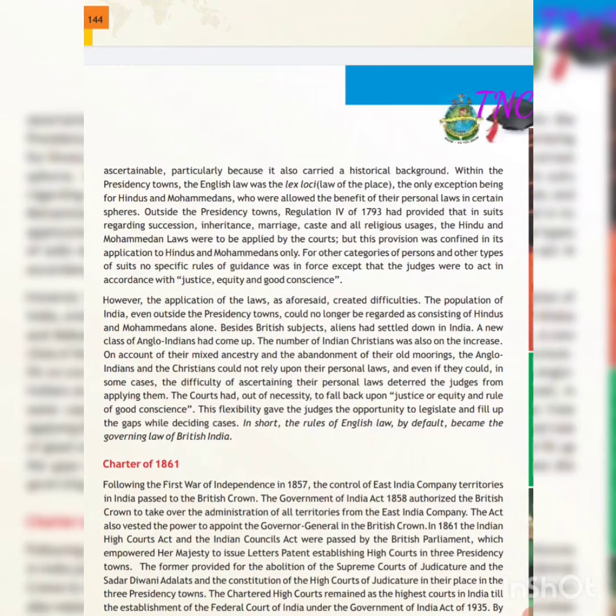Now, outside the presidency towns, Regulation 4 of 1793 had provided that in suits regarding succession, inheritance, marriage, caste and all religious usages, Hindu and Mohammedan laws were to be applied by the courts, but this provision was confined in its application to Hindus and Mohammedans only. For other categories of persons and other types of suits, no specific rules of guidance were enforced except that the judges were to act in accordance with justice, equity and good conscience. So these three were the only principles they could act on. You have to provide justice, you have to ensure equality, you have to see what the law is. Which law? English law. And with a good conscience you have to deliver your judgment.